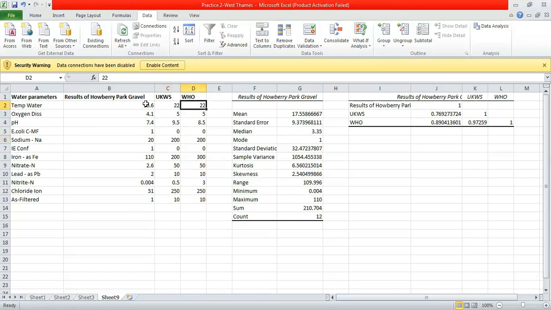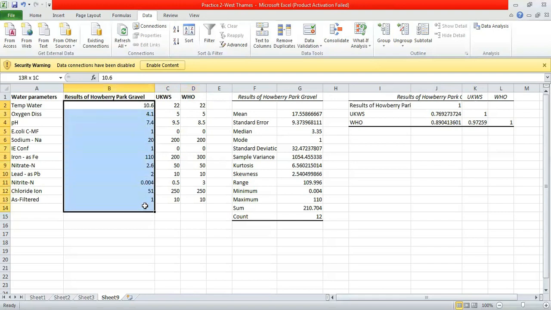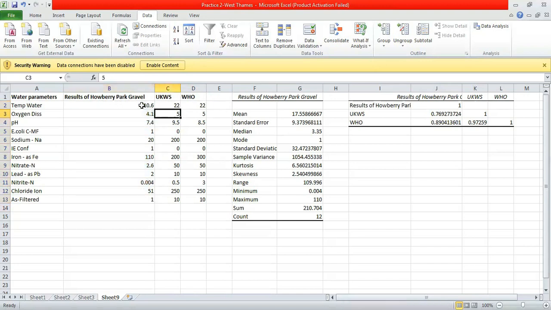Okay, so these are real values, these are tests, which were conducted for this particular water source. Remember, the water source we are dealing with right now is a borehole in Howberry Park Gravel. Remember, if you watched the previous video.